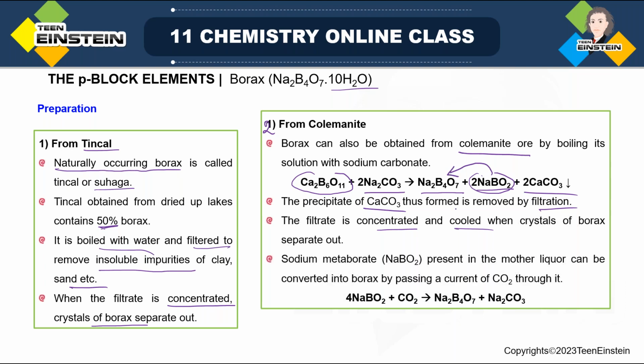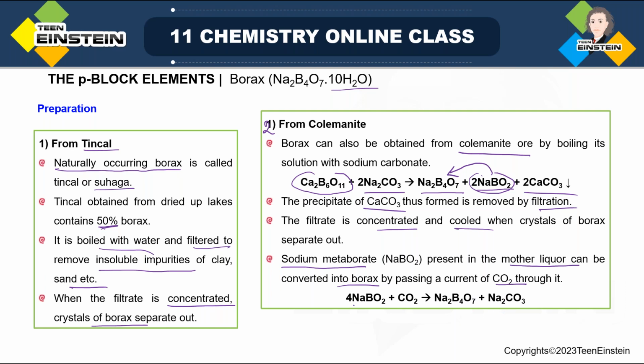How? So this NaBO2, which we call sodium metaborate, is basically present in the mother liquor. Only the PPT part is CaCO3, and in the mother liquor there is both borax and NaBO2. But borax we will get in the form of crystals, and in the mother liquor there will still be NaBO2. Now this can again be converted to borax. We just have to pass a current of CO2 through it.